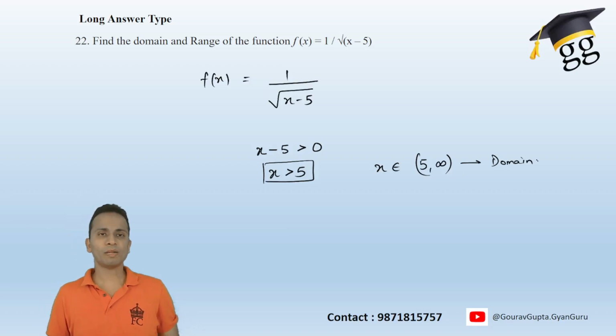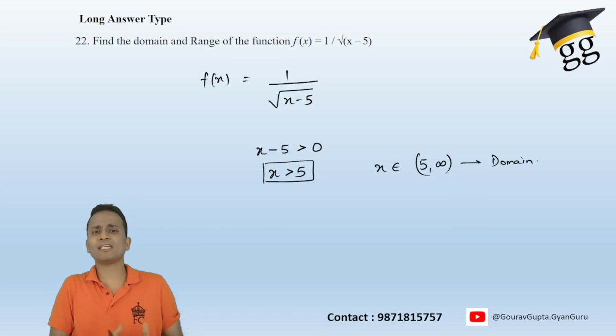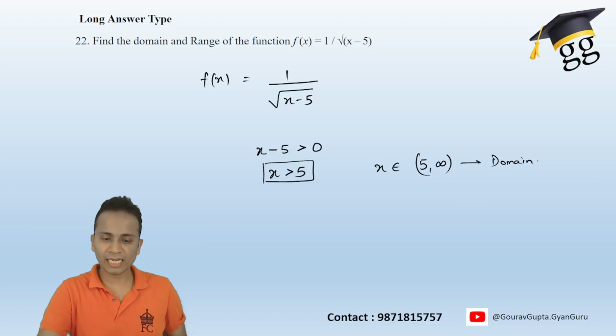Alright. Now what about the range of this function? Now how to calculate the range? Now what can be the denominator? In the denominator x has to be greater than 5. Right? The value of x should be greater than 5.